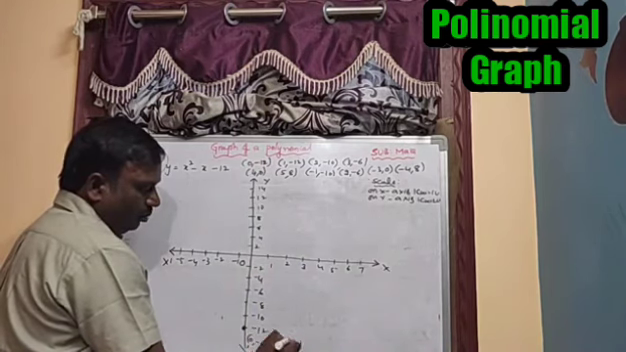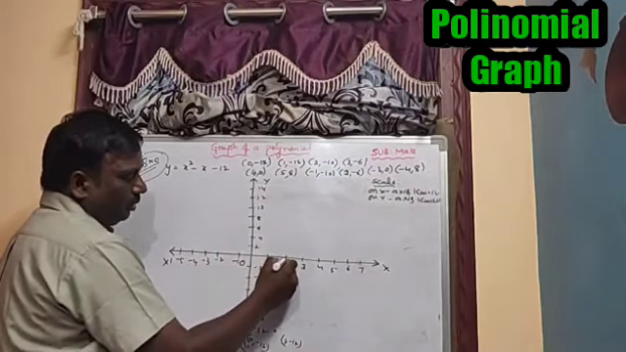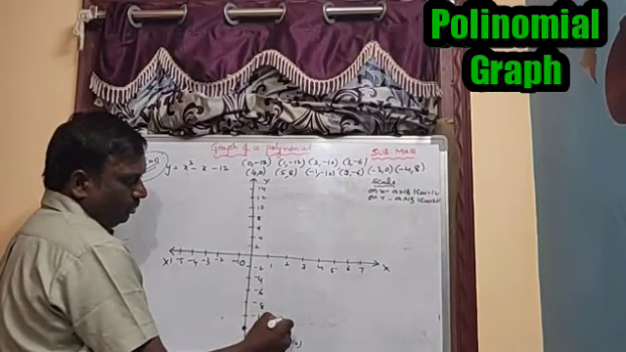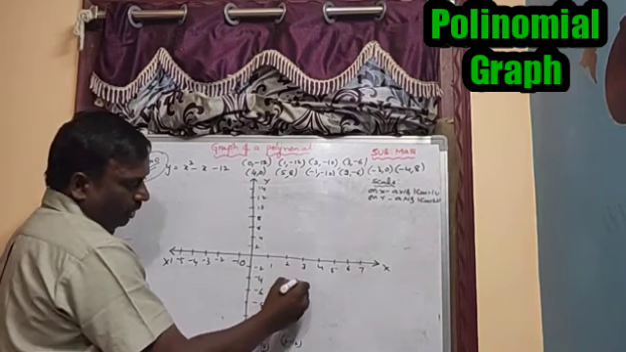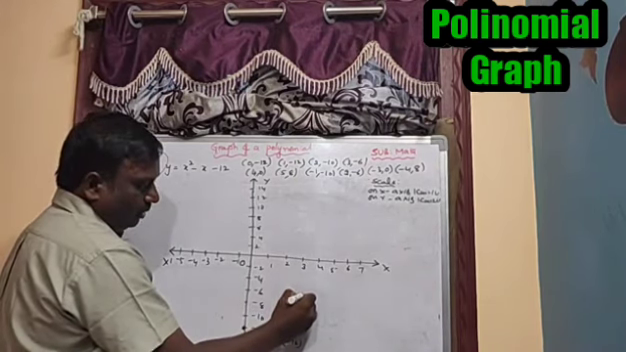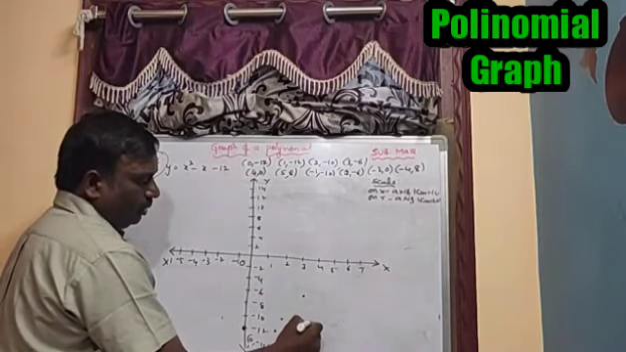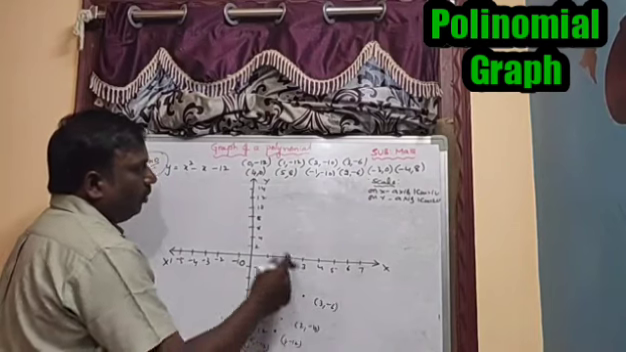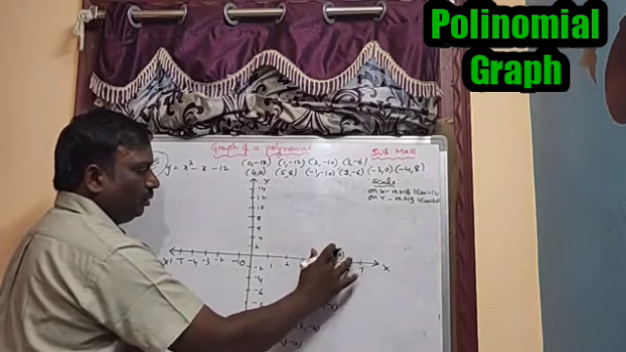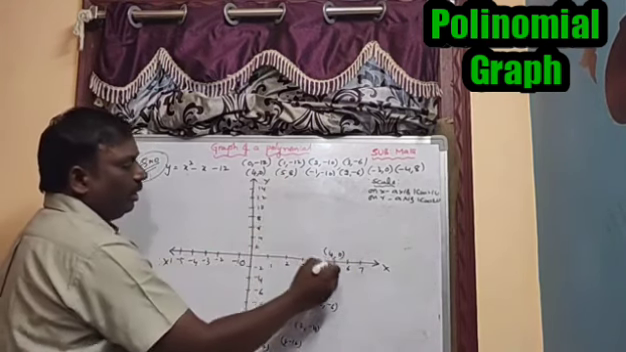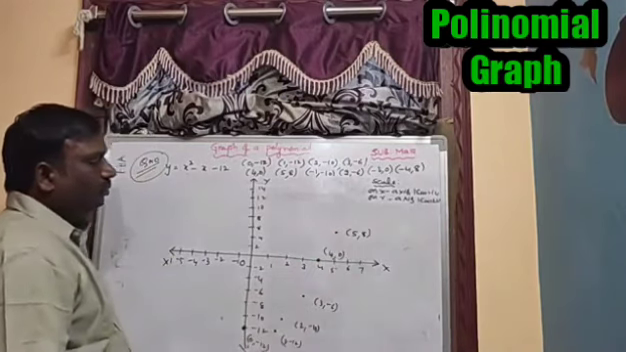1 comma -12. Now 2 comma -10. Then 3 comma -6: 3 here, -6 here. Then 2 comma -10 and 3 comma -6. Then 4 comma 0, so here 4 comma 0. Next 5 comma 8, the 8 must be here. 5 comma 8.